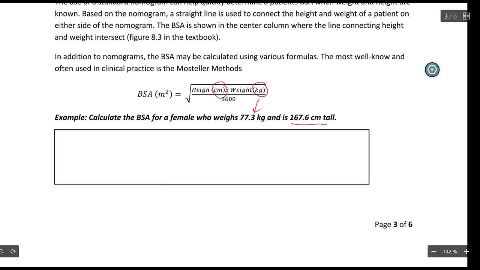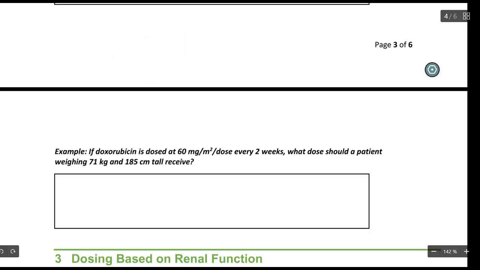So BSA is going to be the square root of height in centimeters, 167.6, times their weight in kilograms, 77.3. I really shouldn't put the units there because we're going to do a conversion factor and get rid of them. And then it's going to be divided by 3,600. And then you're going to take the square root of that. When you do that in your calculator, you should get about 1.897 meters squared. So now that you have a body surface area of a patient, you can actually do dosing based on that.